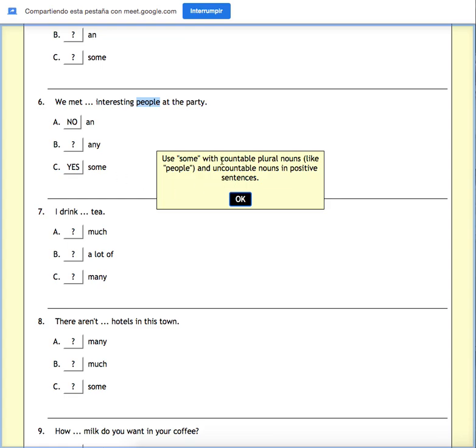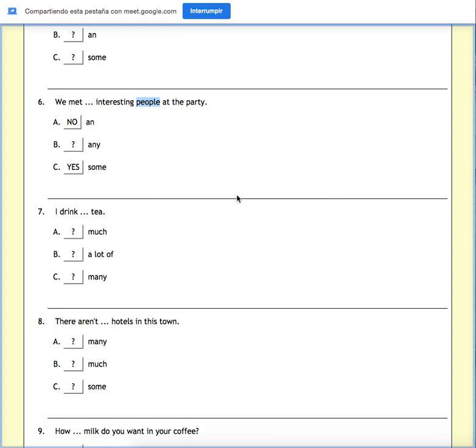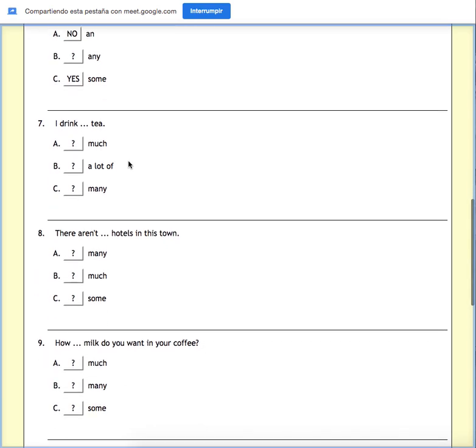So, with countable plural nouns, lo utilizas con contables, pero en plural, ¿ok? Acuérdate que el any solo lo utilizas en negativo y en interrogativo. ¿Listo? Si está en afirmativo, some. Let's continue, Mariana. I drink space tea. Much, a lot of, many. How can you complete it, Mari?